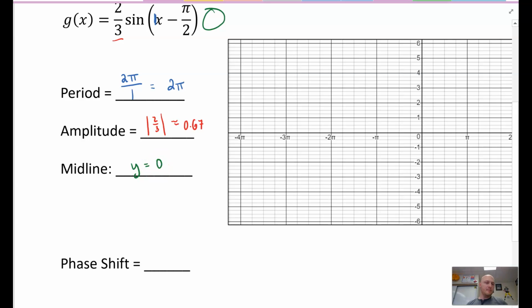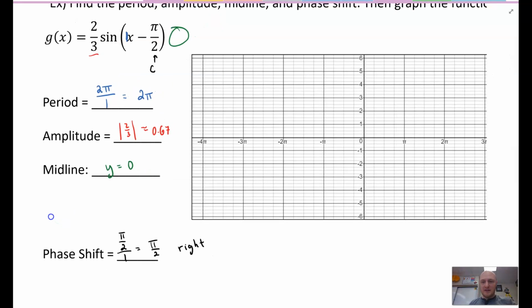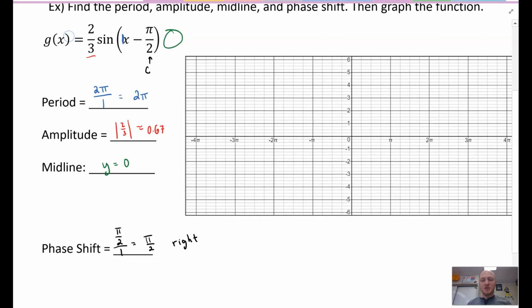Our midline, this is our k value, added on at the end, which we don't have here, so it's 0. Then our phase shift is indicated by our c value, which is here. So I'm going to the right pi over 2, and we're going to divide by our 1 over b value. Again, in this case, I don't have a coefficient in front of that x, so I'm just dividing by 1. So our phase shift is only pi halves units, and again, this is going in the direction right. All right, let's go ahead and graph this. Let's see what this horizontal translation does to our graph.